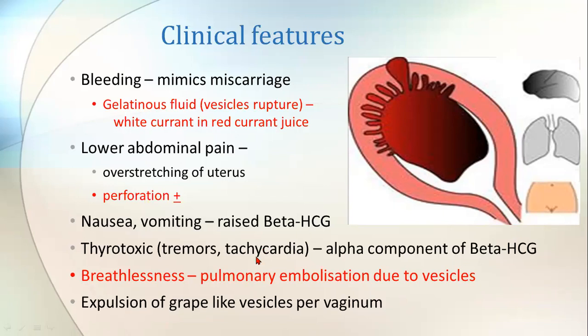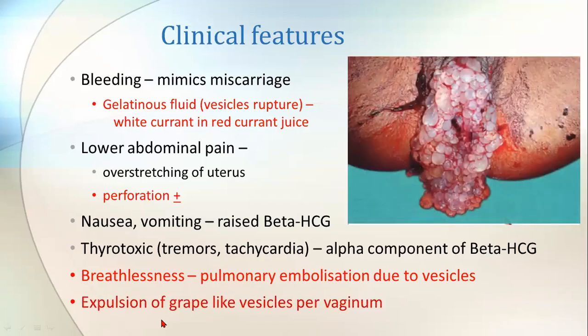Okay, and next, most important is expulsion of grape-like vesicles per vaginum. The patient will say that some whitish fluid is coming from the vaginal cavity. That is because of the rupture of these hydatid cysts. Okay, the gelatinous fluid, and see, these are the vesicles. It is the most common clinical symptom we observe when the patient is complaining of molar pregnancy.